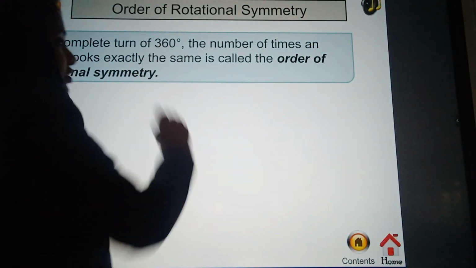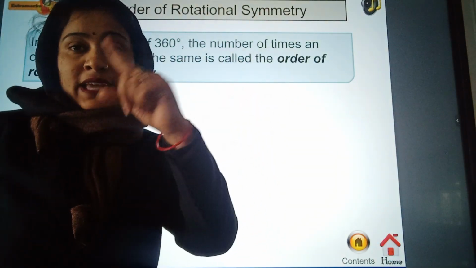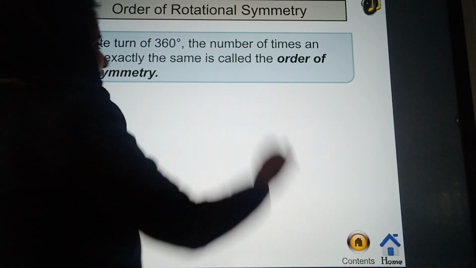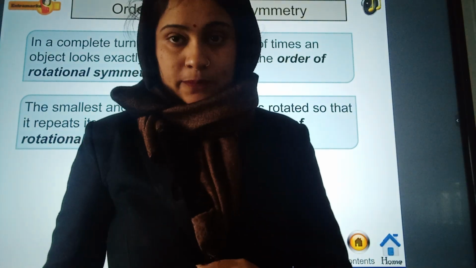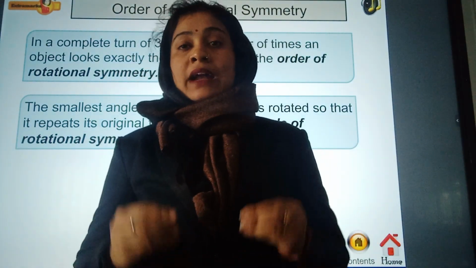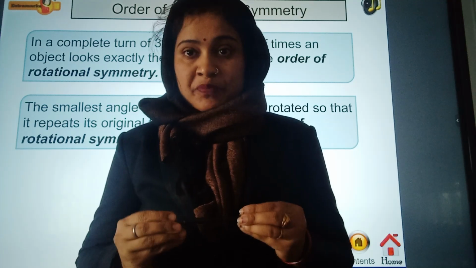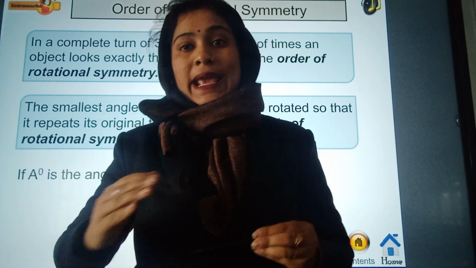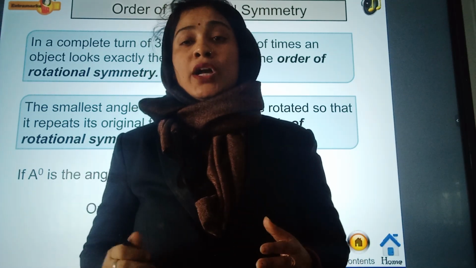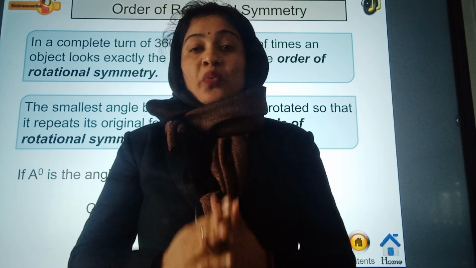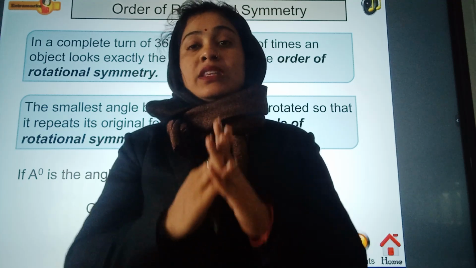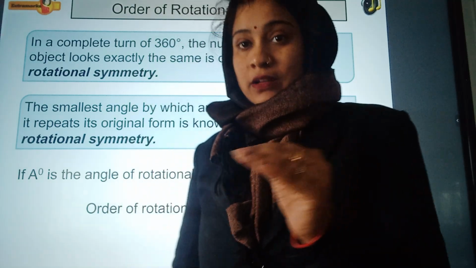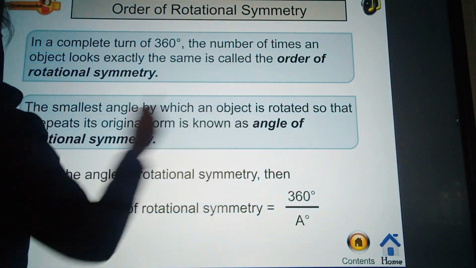In a complete turn of 360 degree, what is the sum of all the angles of a circle? That is 360 degree. The number of times an object looks exactly the same is called order of rotation. We have already learned that when we rotate a particular figure about different angles, at some particular angles the figure looks exactly the same. The minimum angle, the very first angle at which we get the similar figure, is the angle of rotational symmetry.